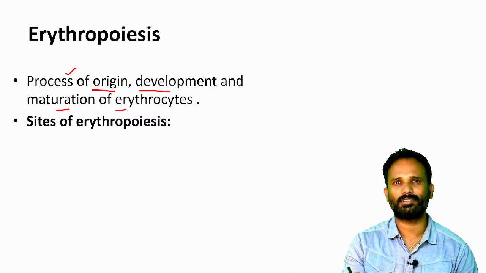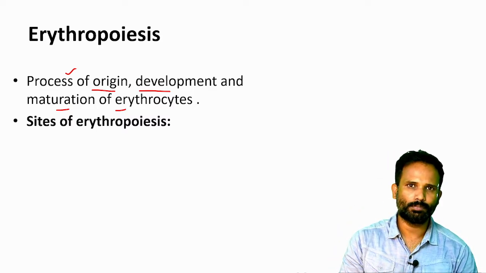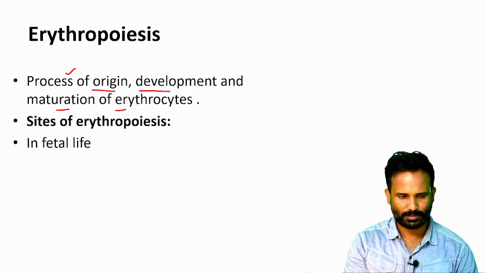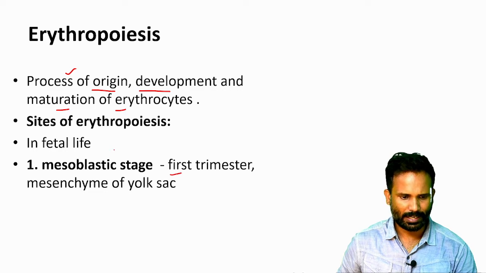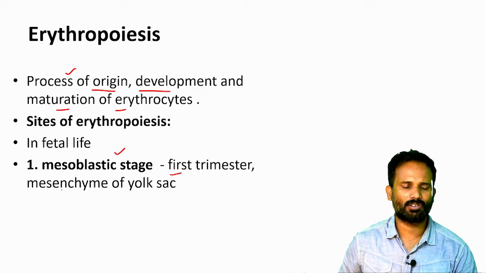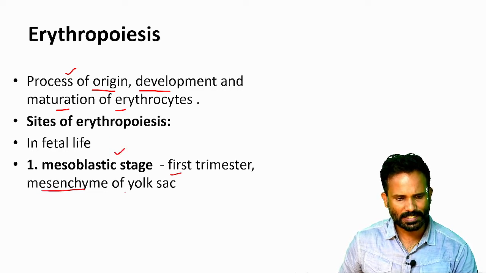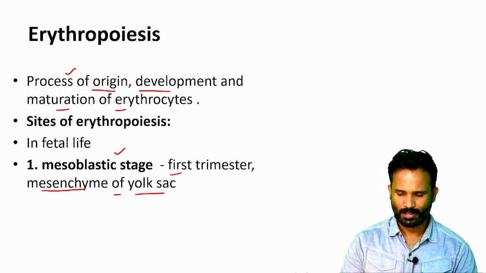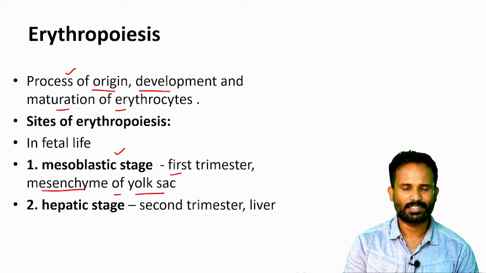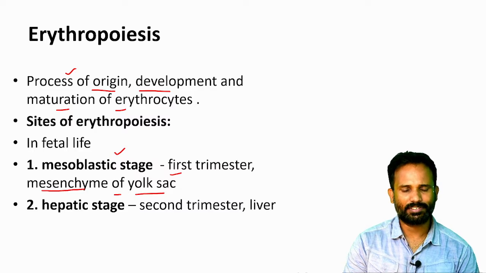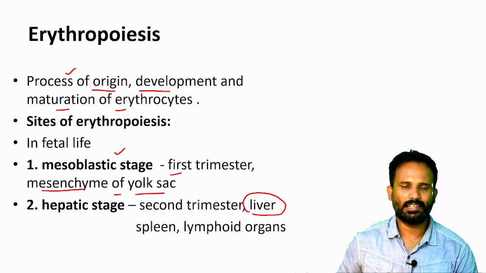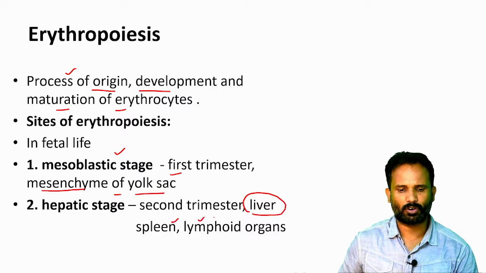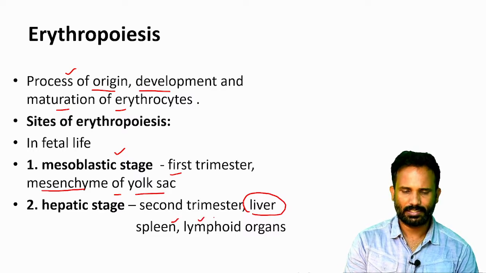Other than that, prior to birth and in the early ages, where are they produced? In fetal life, the first trimester, we call it the mesoblastic stage because the RBC are produced from the mesenchyme of the yolk sac. And in the second trimester, it is called the hepatic stage because the liver is the predominant organ producing the RBC. Other than the liver, the spleen and lymphoid organs are also producing RBC.